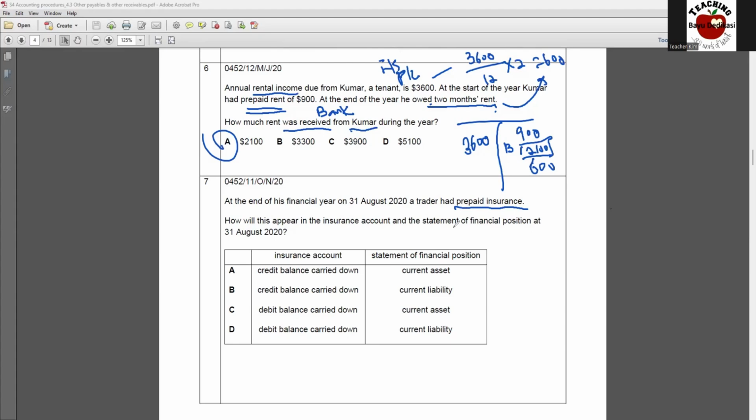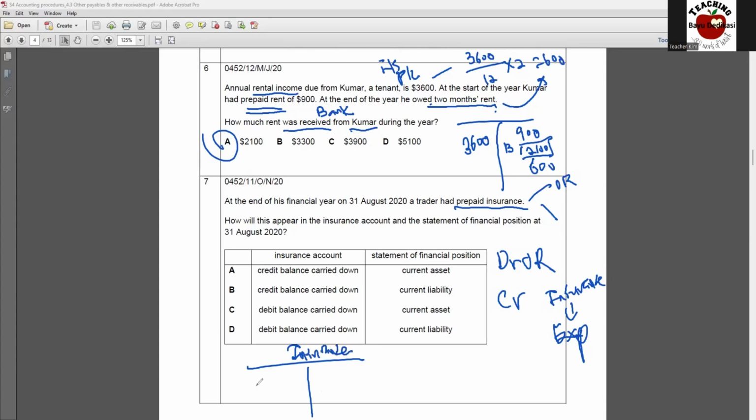For question 7, at the end of his financial year, a trader had prepaid insurance. This is the end of the year. Prepaid insurance is an other receivable. How will this appear in the insurance account and the statement of financial position? When you have prepaid, you have to debit other receivable and credit insurance. Insurance is an expense, so in the insurance account we have to credit insurance.